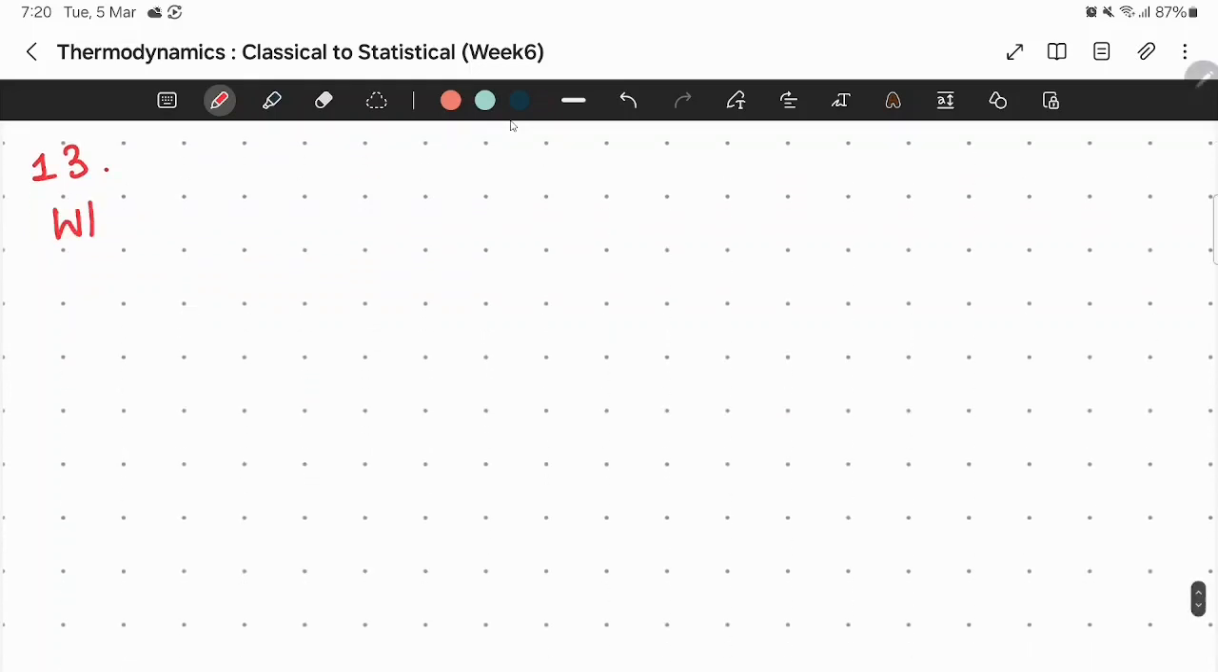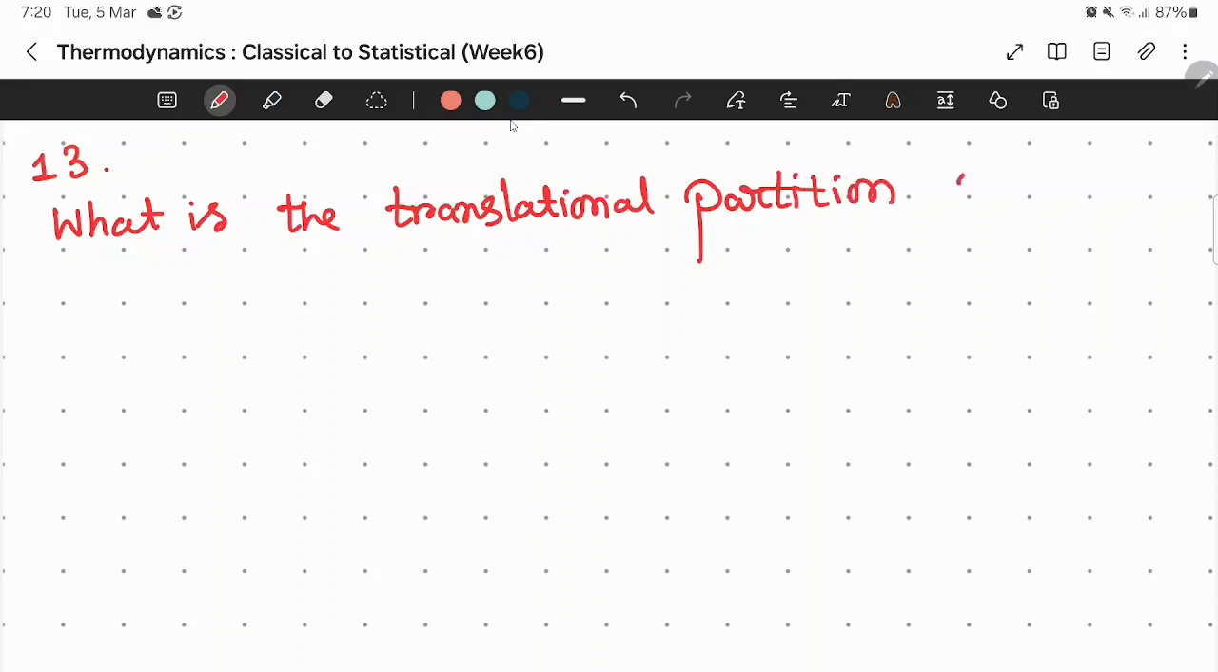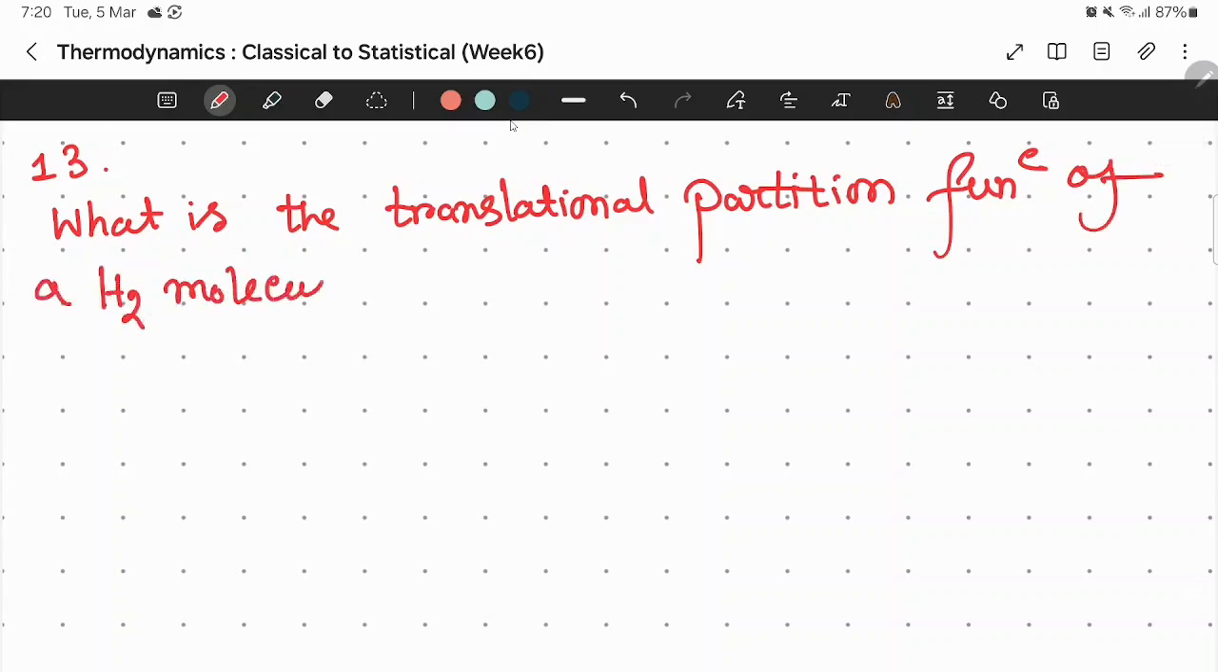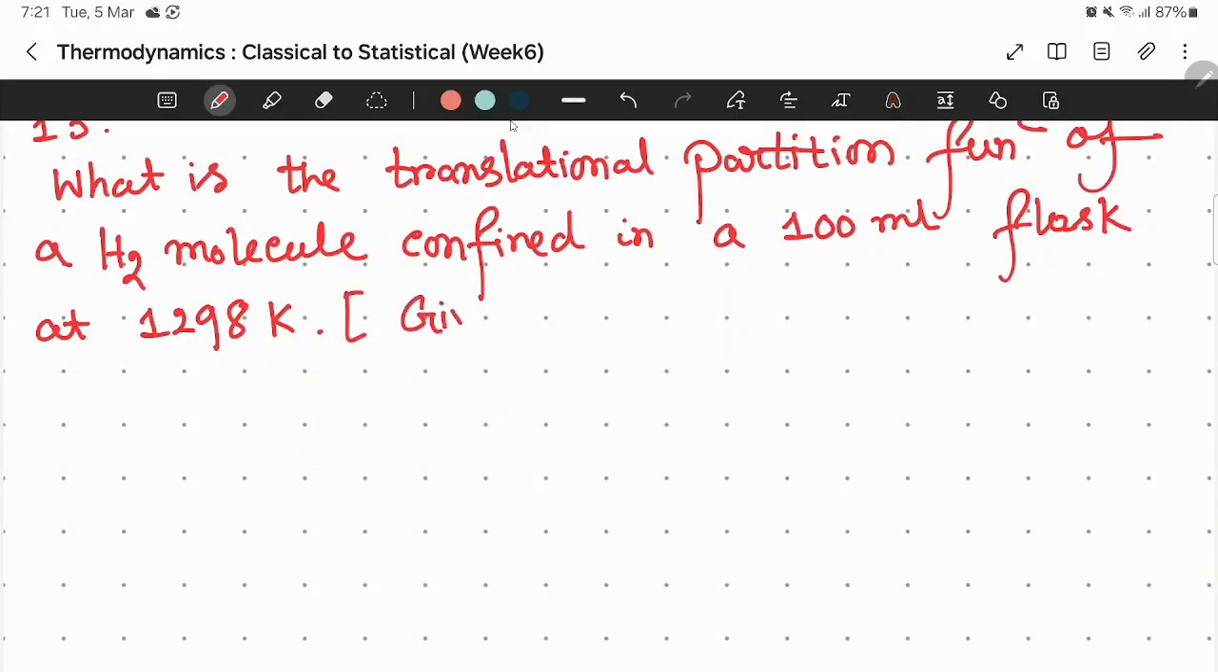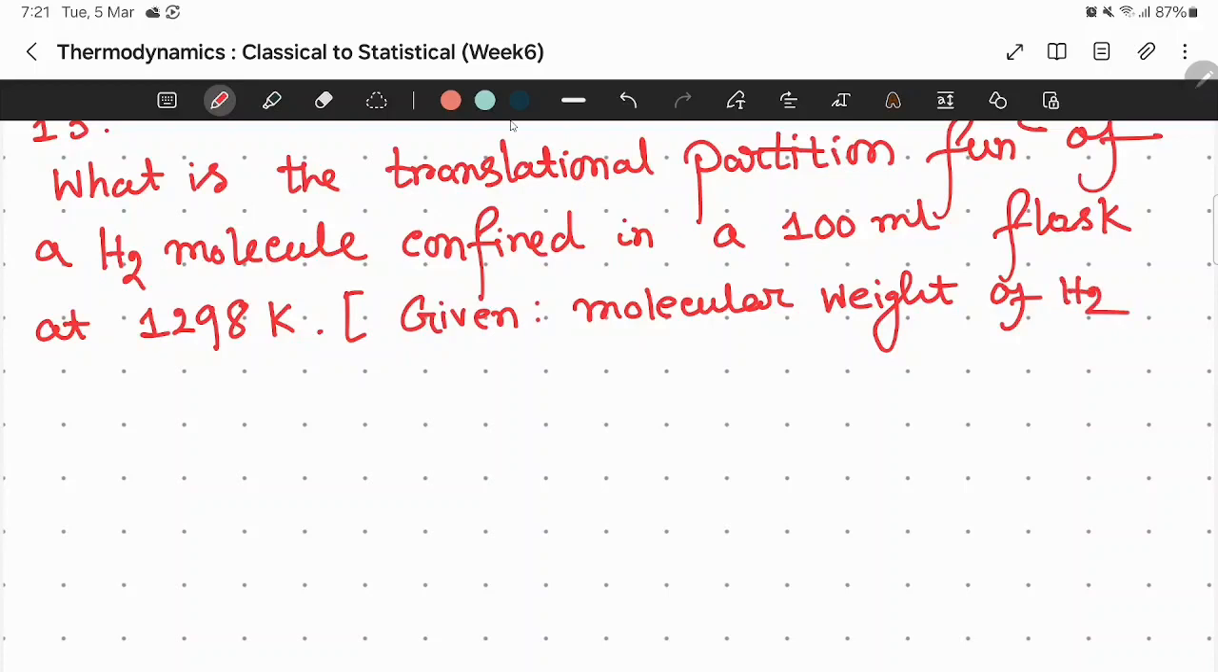Find it. What is the translational partition function of a H2 molecule confined in a 100 ml flask at the given temperature, for the given molecular weight of H2. That is equals to.